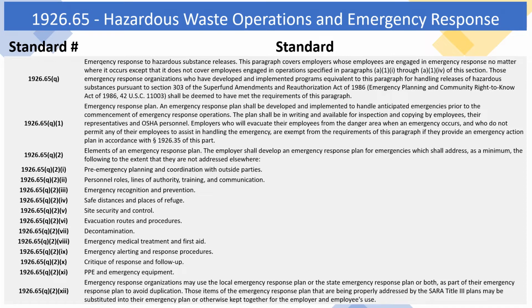1926.65 Q2 1. Pre-emergency planning and coordination with outside parties. 2. Personnel roles, lines of authority, training, and communication. 3. Emergency recognition and prevention. 4. Safe distances and places of refuge. 5. Site security and control. 6. Evacuation routes and procedures.